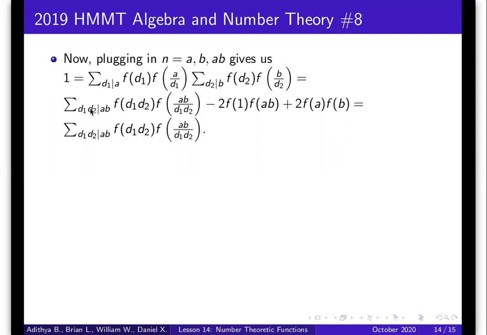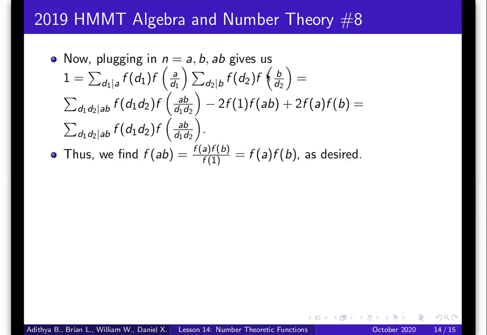So this is very effective because we also know that 1 is equal to 1 times 1, but also when we plug in n equals ab, it just gives us the thing that we had without the error term, right? Which tells us that this error term is 0, which says that f of ab does actually equal f of a times f of b, right?